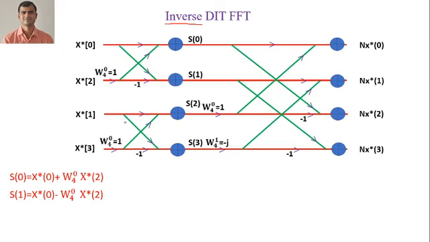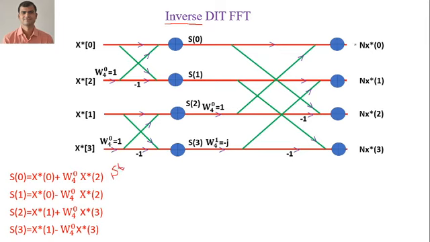S2 is equal to x conjugate of 1 plus W40 x conjugate of 3, and S3 is equal to x conjugate of 1 minus W40 x conjugate of 3. So this is the output of stage 1. You can say this is the output of the first stage.